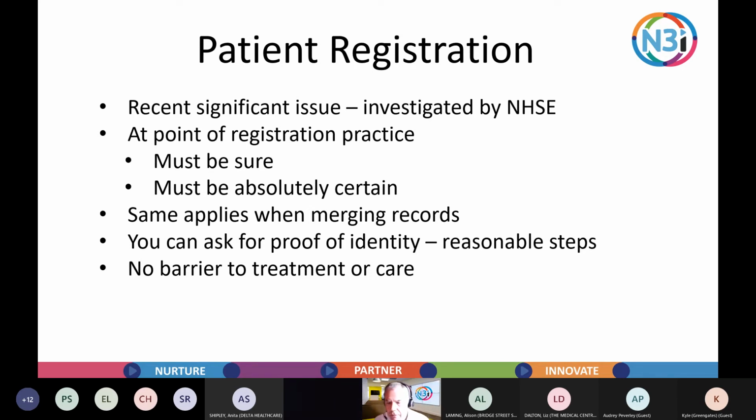It might be worth at some point having a discussion with your staff who are involved in this registration, and just reminding them. As I say, I know people know what they're doing here, but every now and then, just a reminder of the things that can go wrong and the reasons why we need to be as clear as we can around this registration issue.